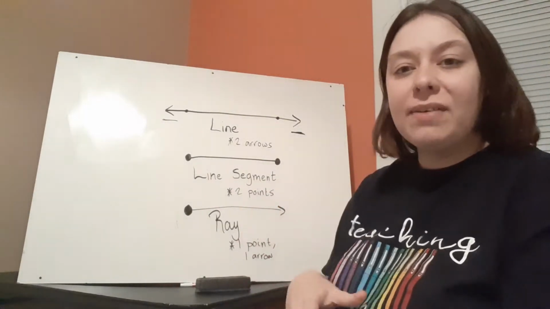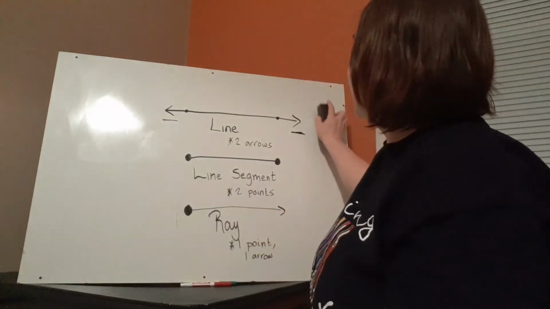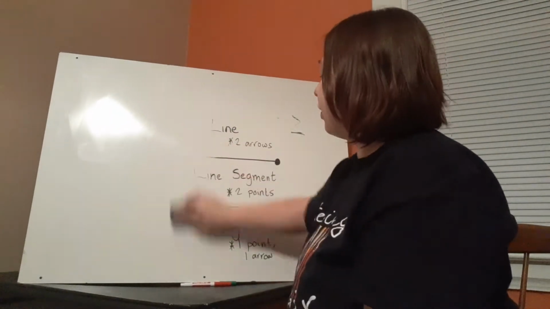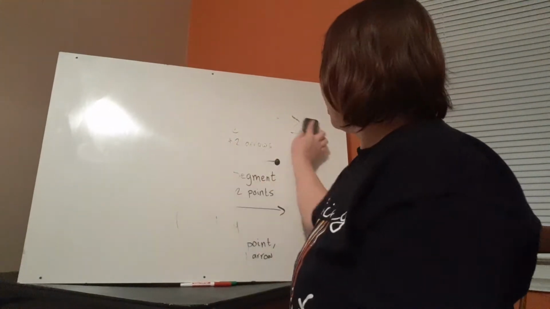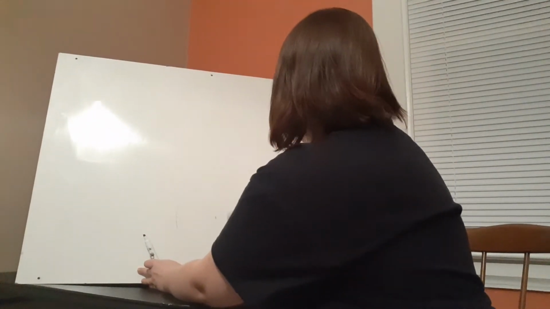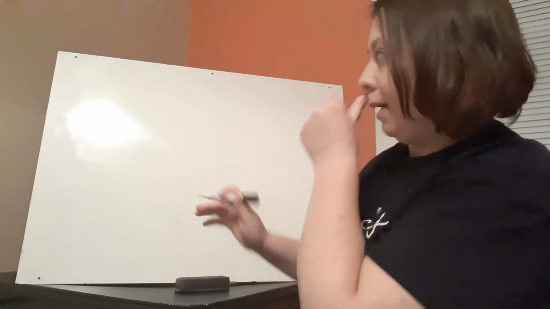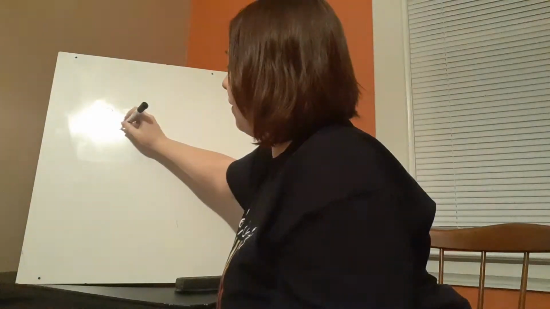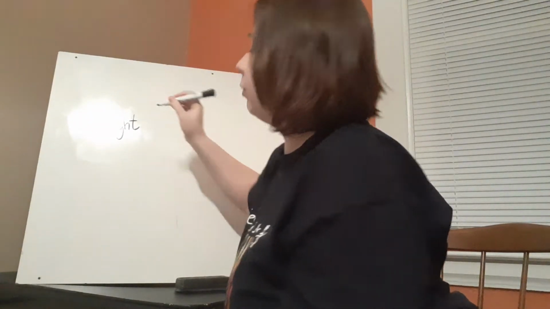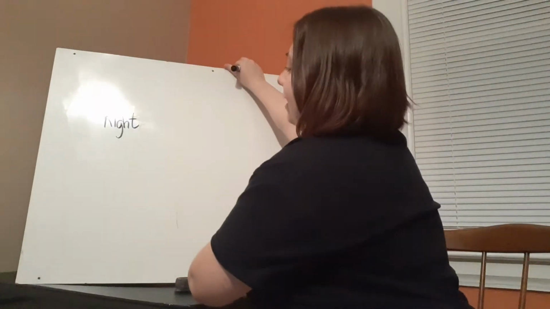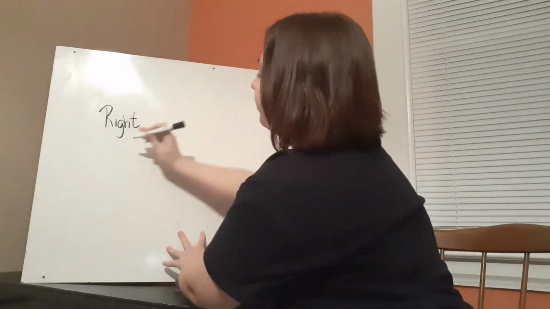Now, we also had the opportunity yesterday to talk about angles. And angles are going to play a big part in today's lesson as well. So we're going to do a quick review of the 4 angles that we covered yesterday. Now, the first one that we did was a right angle. And a right angle is always 90 degrees.